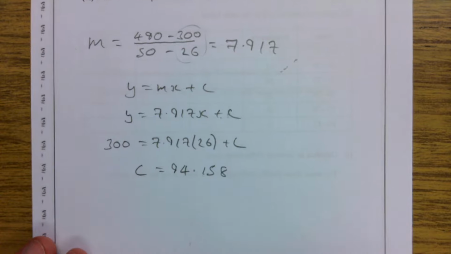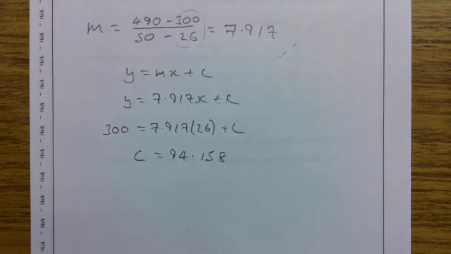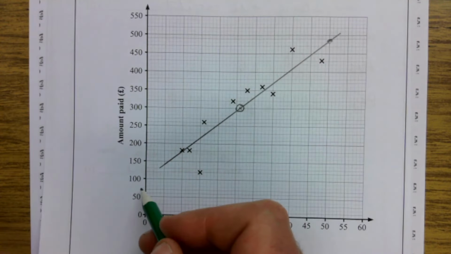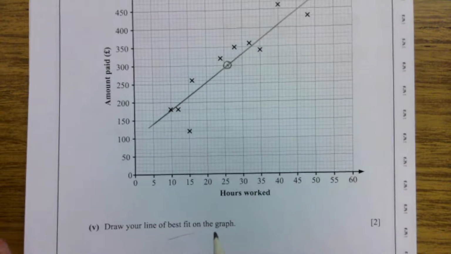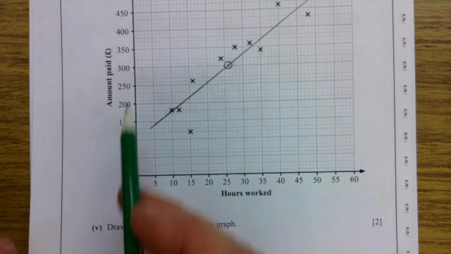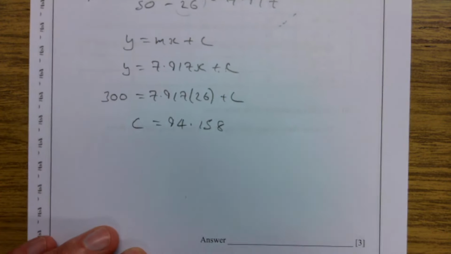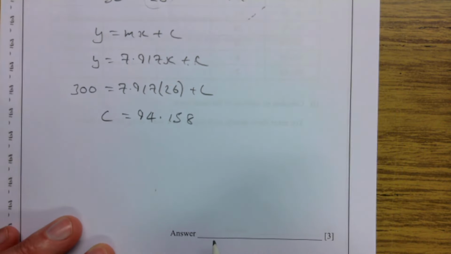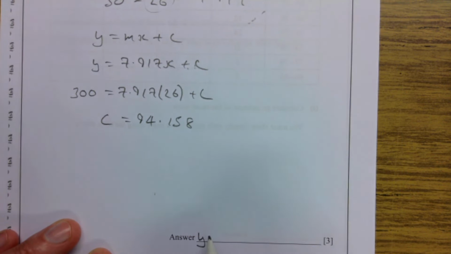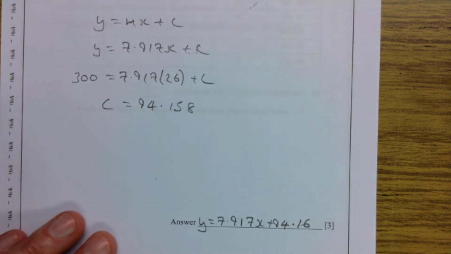94.158. You could vaguely work out, I suppose, where it crosses the y-axis as well, but I think ours is a more accurate one. Quite often in these papers, that's not actually the y-axis, it just happens to be zero there. That sort of helps us out. But we are now there, so our final answer then: y equals 7.917x plus 94. We'll just go to two decimal places since that's what they have done, 94.16.